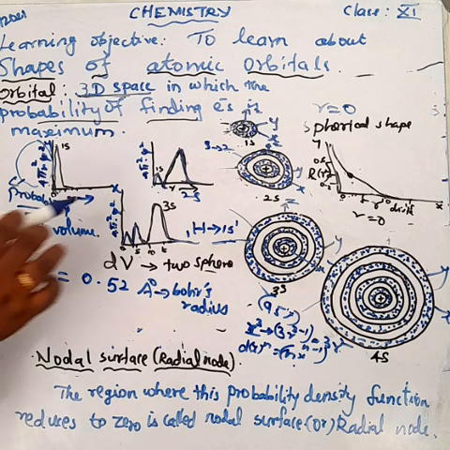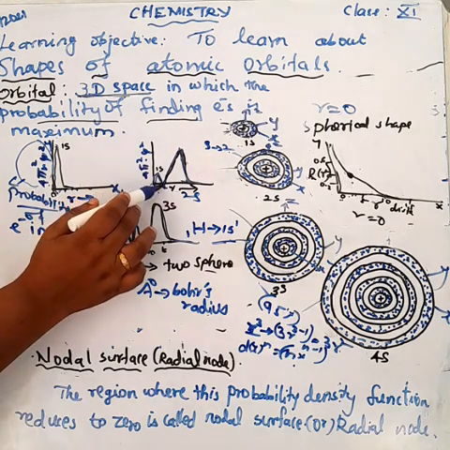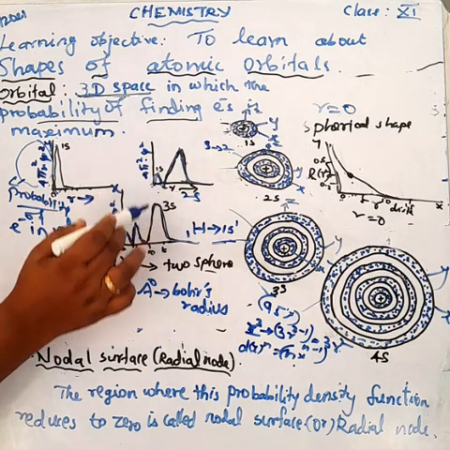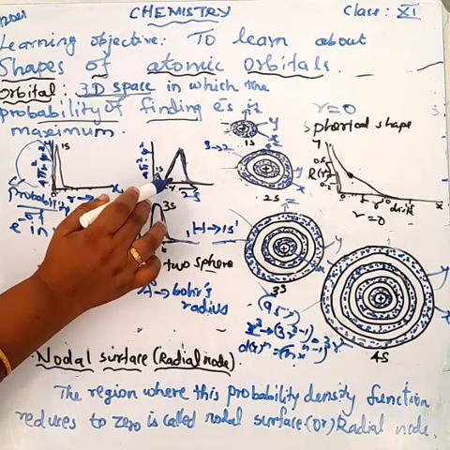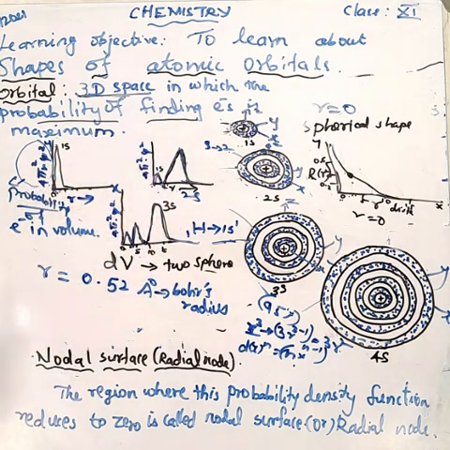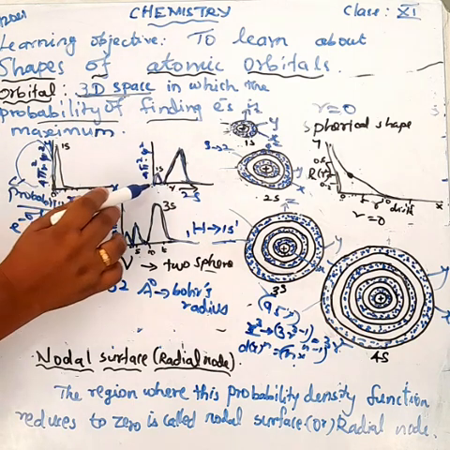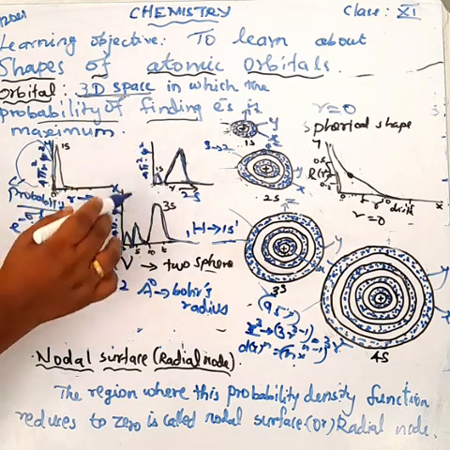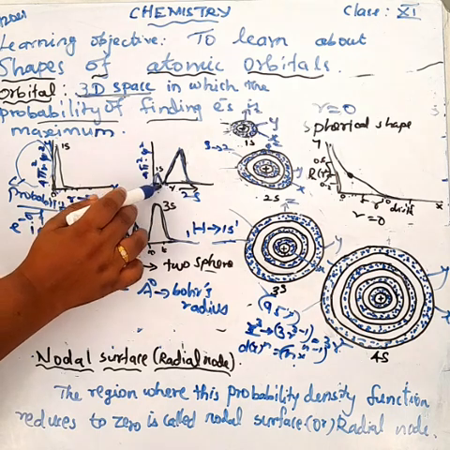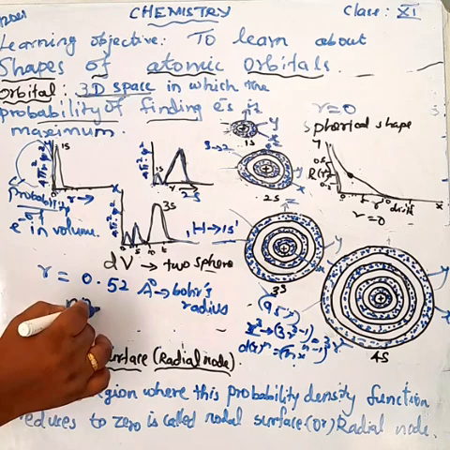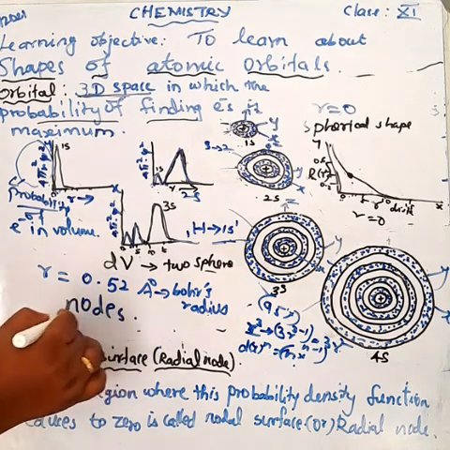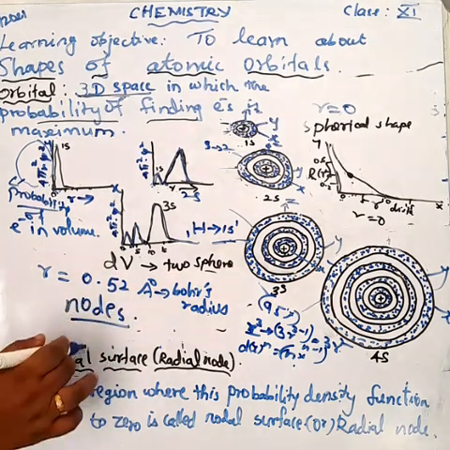Here the probability is 0. Why? Here the two values are probabilities at 0, because this is the region where the probability density function reduces to 0. That is called the nodes. Okay, nodal surface. Very, very important, nodal surface.